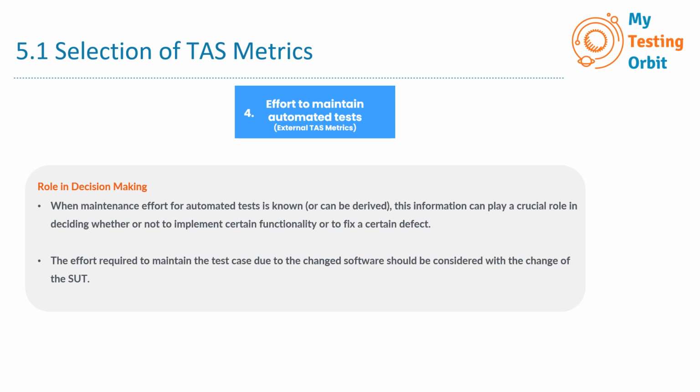So when you plan changes to your application, you consider the effort needed to maintain your test. This ensures efficient resource allocation and it keeps your test reliable. In this example, knowing the maintenance effort is essential for making informed decisions during app development.